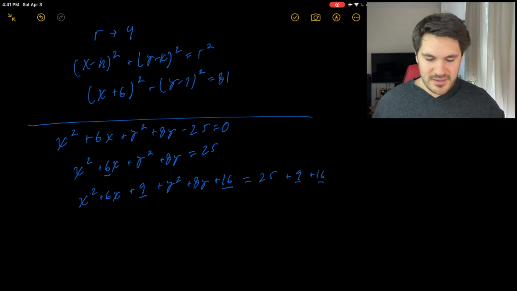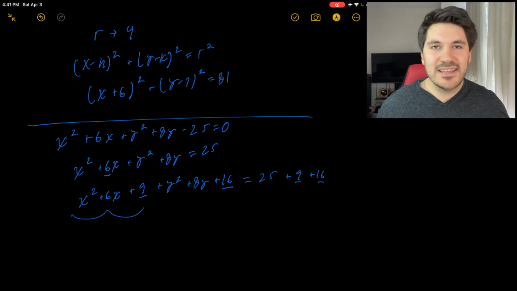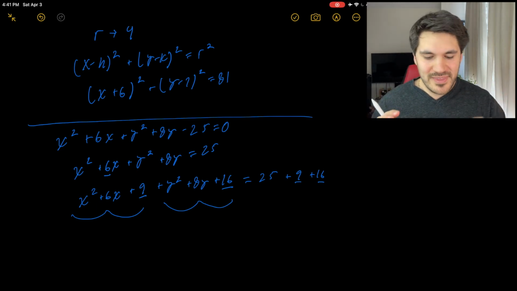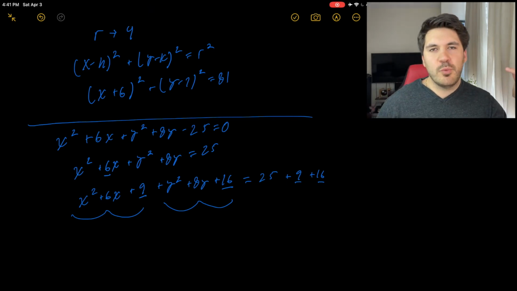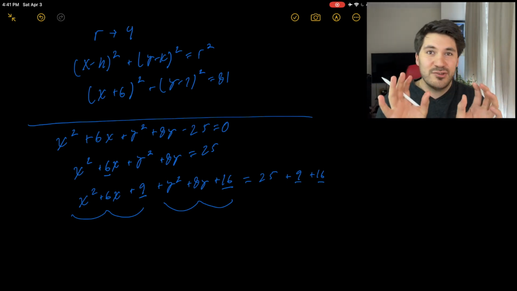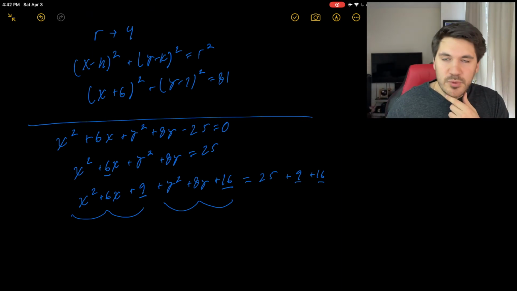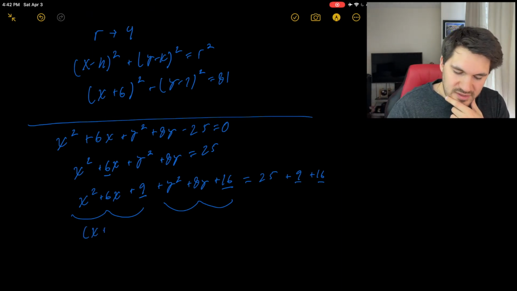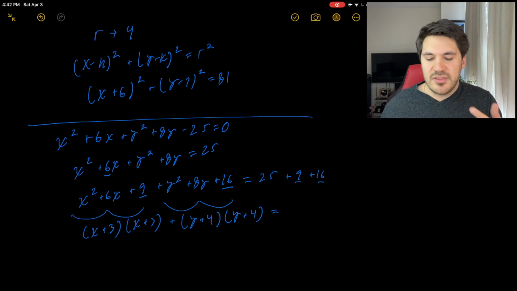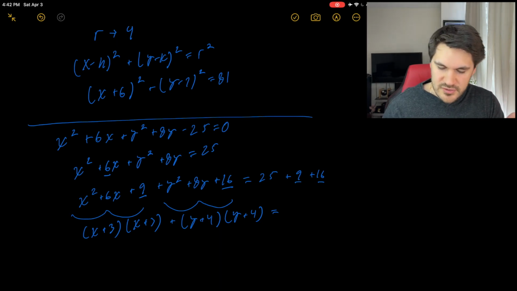Now you might notice something interesting. This x squared plus 6x plus 9 and this y squared plus 8y plus 16, we can factor them. And this was why it was so important to have moved that 25 over to the right side at the very beginning, because if we hadn't moved it over, we wouldn't really have this form where you could just factor these two parts. But now we do. x squared plus 6x plus 9 factors into (x + 3) times (x + 3). y squared plus 8y plus 16 factors into (y + 4) times (y + 4). And on the right side, we've got 25 plus 9 is 34, plus 16 is 50. So we got 50.